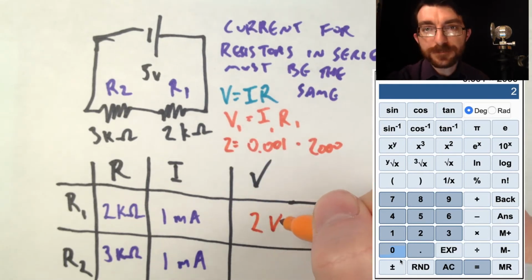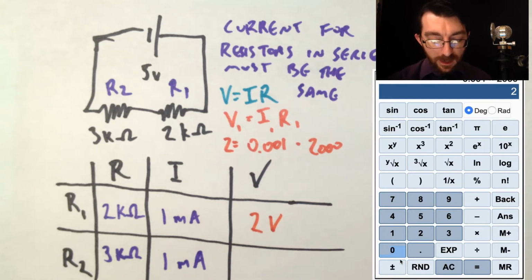What does that mean? It means that 2 out of the 5 volts got spent on crossing resistor 1. After doing the work of passing through resistor 1, the 5 volts has been reduced to 3 because 2 of them are gone. Okay, well, let's go ahead and do the same thing for resistor 2.